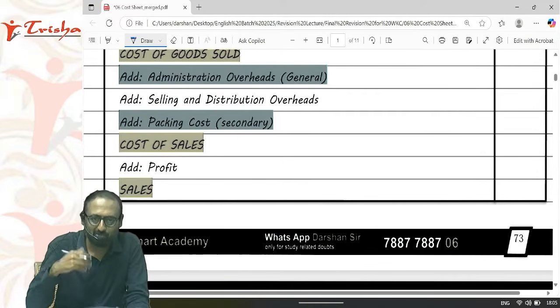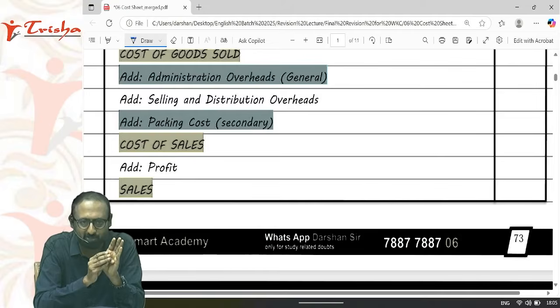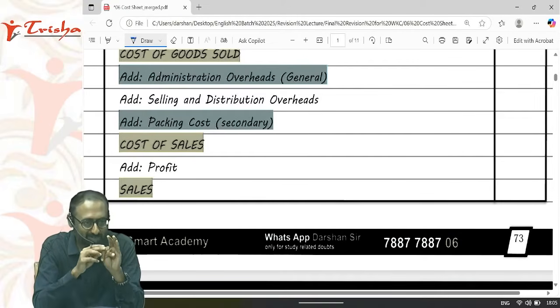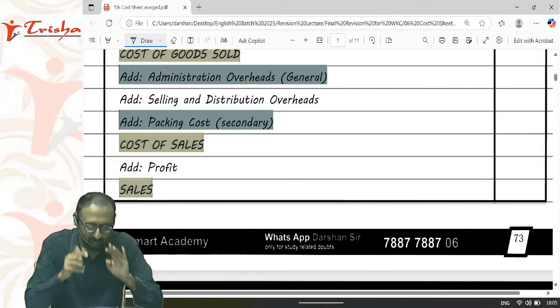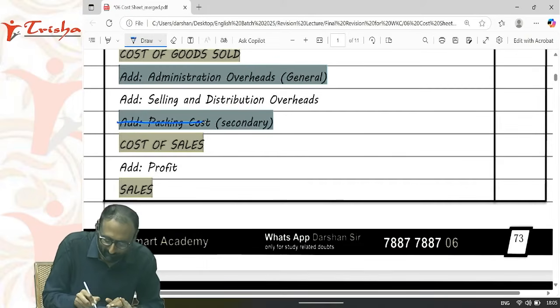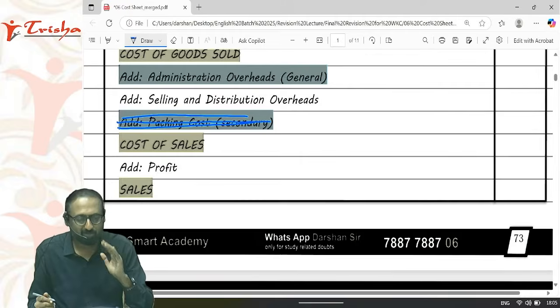In that cost of goods sold, after that, you'll have to add general administration expenses. Then you'll have to add, guys, selling overhead, distribution overhead. So first of all, ignore the secondary packing, etc. So selling overhead, you'll have to add, and distribution overhead.